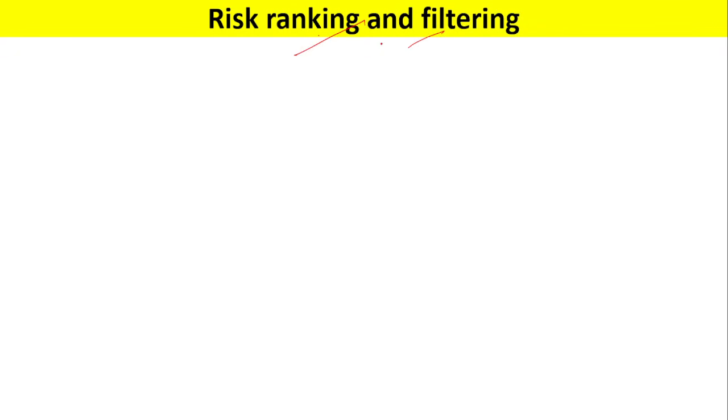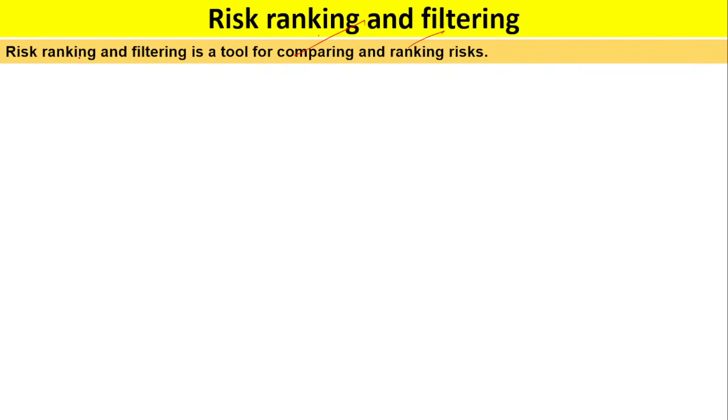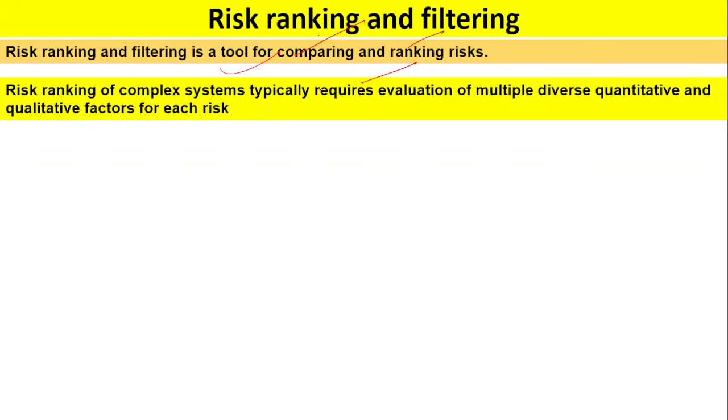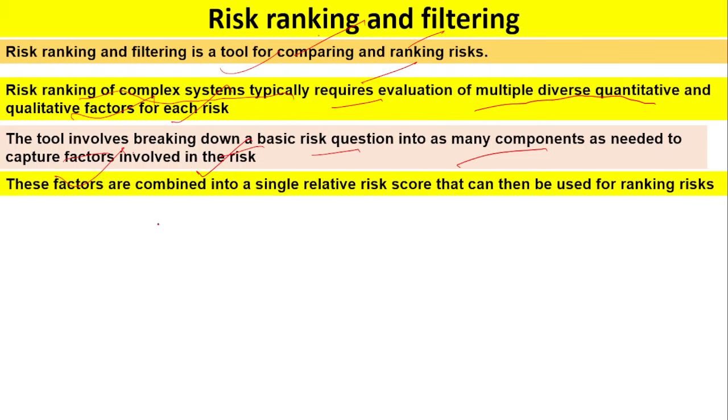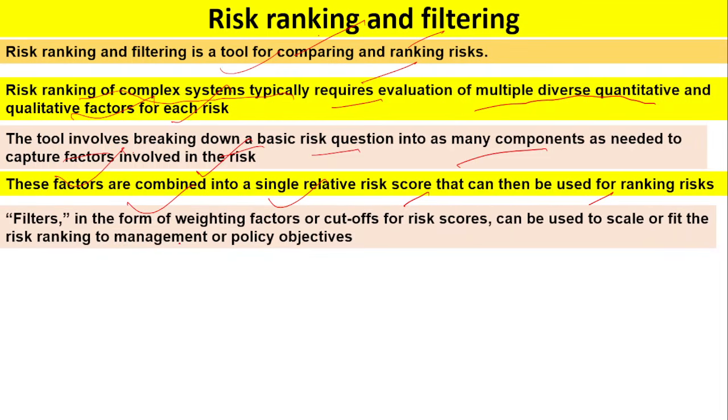Risk ranking and filtering. This is another method. Risk ranking and filtering is a tool for comparing and ranking risks. Risk ranking of a complex system typically requires the evaluation of multiple diverse quantitative and qualitative factors for each risk. The tool involves breaking down a basic risk question into as many components as needed to capture factors involved in the risk. These factors are combined into a single relative risk score that can be used for ranking risks.